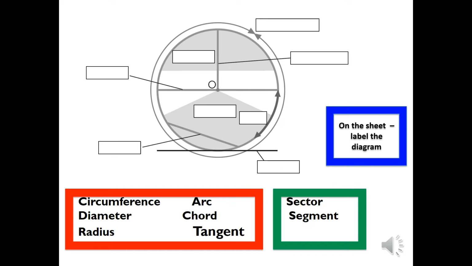Okay, so now we have the circle, we have many different lines on it, and I'll be using the keywords from the previous slide to label these different lines and these different areas within the circle. So first things first, I'm going to go through the radius.